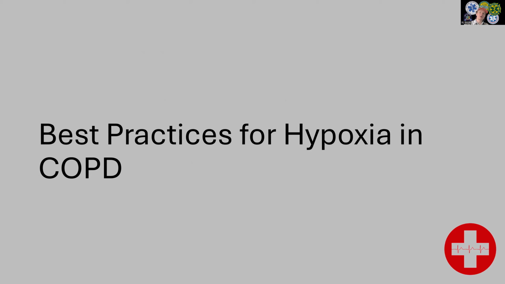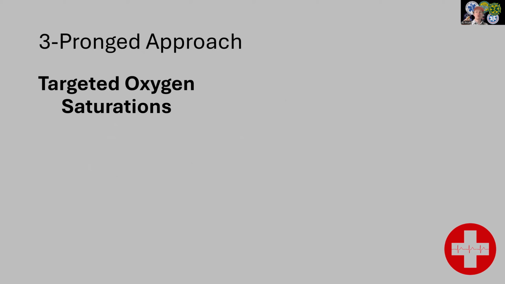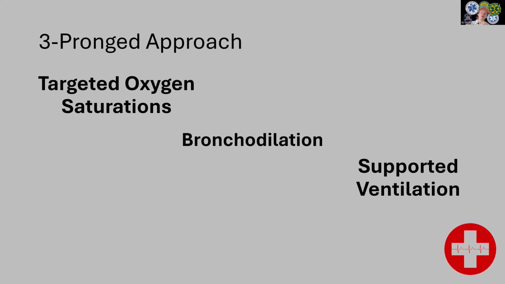So best practices for our patients that have hypoxia when they also have a history of COPD. Three things that we're going to keep in mind. We're going to target better oxygen saturations than just trying to get them upward. We're going to try and dilate the bronchi, because remember, our biggest problem here is that the CO2 is not getting ventilated outward when we push it into the alveoli, because the bronchi are narrow and full of gunky mucus. And we're going to support their ventilation itself.